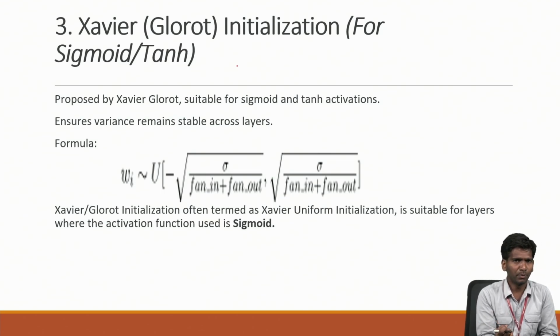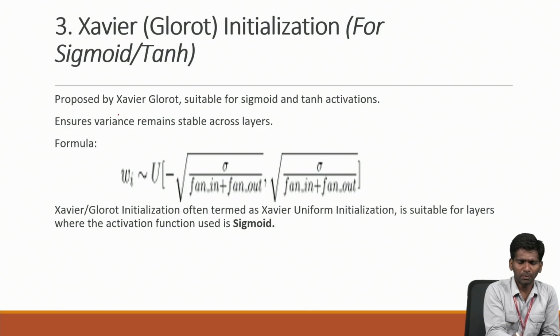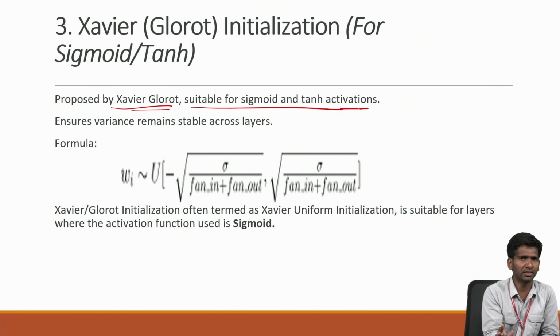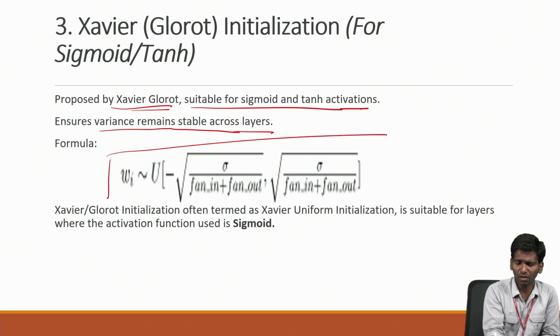So for sigmoid and tanh functions, how do we initialize the weights? It is proposed by these authors, so that's why we call it Xavier-Glorot. It is suitable for sigmoid and tanh activation functions. When you are using them, this weight initialization technique will be helpful, in order to ensure the variance remains stable. So this is the formula for that.